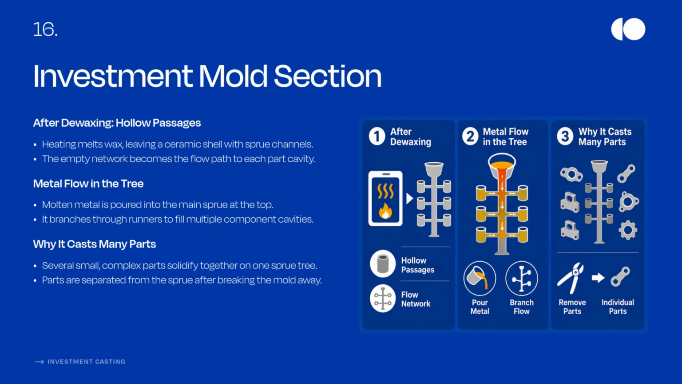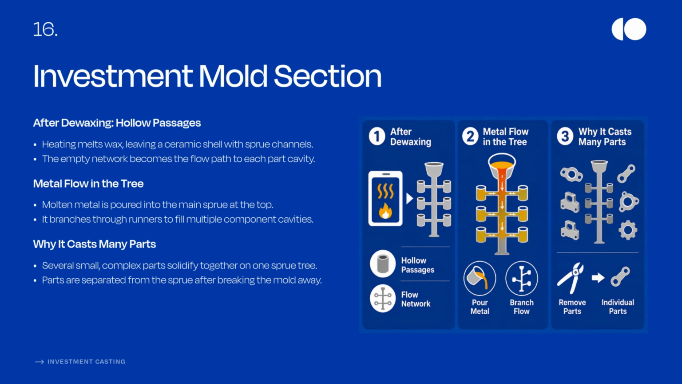On the right side, you can see the cross-sectional view of the investment mold. After dewaxing, only hollow passages will be there. Heating melts the wax, leaving a ceramic shell with the sprue channels. The empty network becomes the flow path to each part cavity.